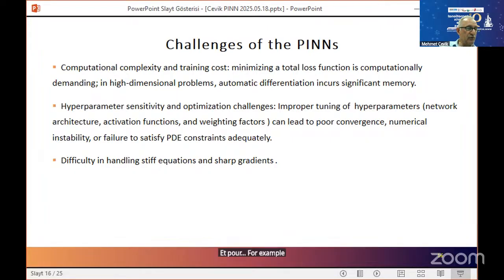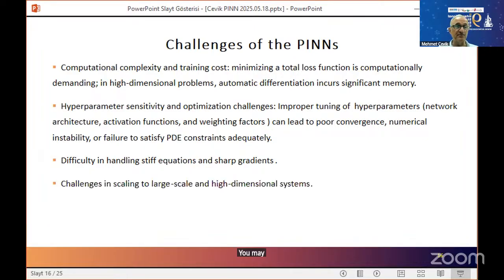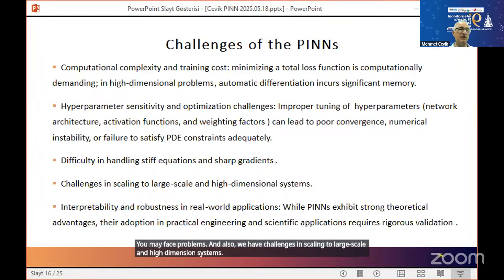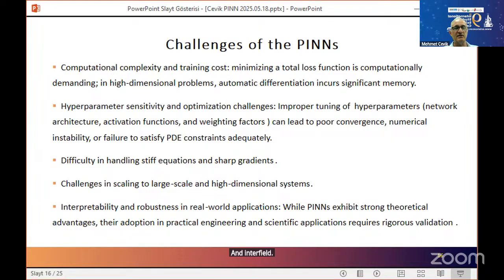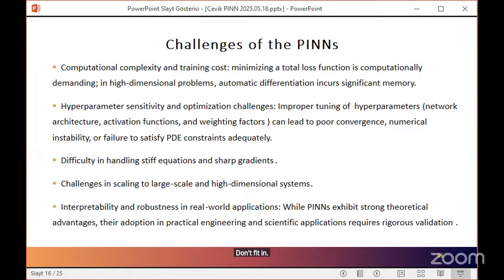For smooth functions and continuous functions, the PINN method is really advantageous. But if there are discontinuities, you may face problems. And also, we have challenges in scaling to large-scale and high-dimensional systems, and interpretability and robustness in real-world applications is also a challenge. When you try to apply any method to real-world problems, you will face some problems.